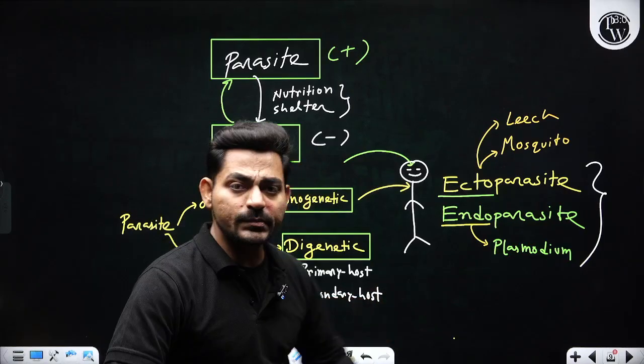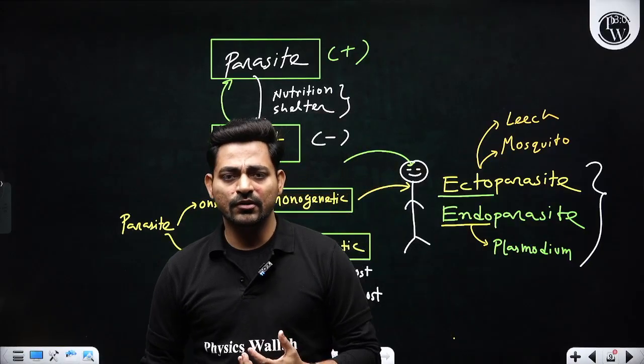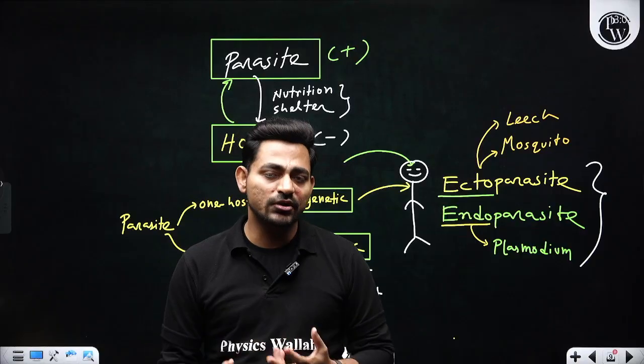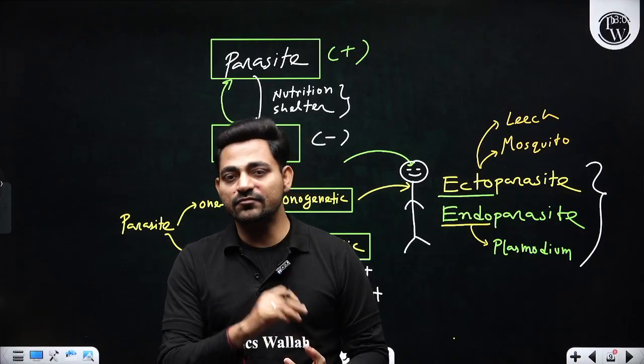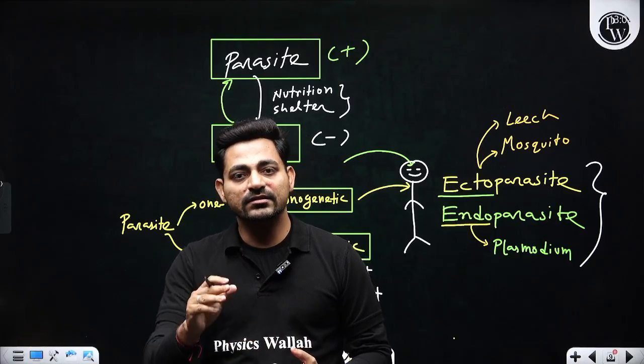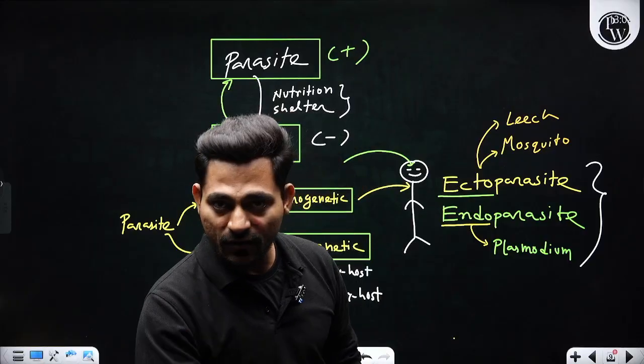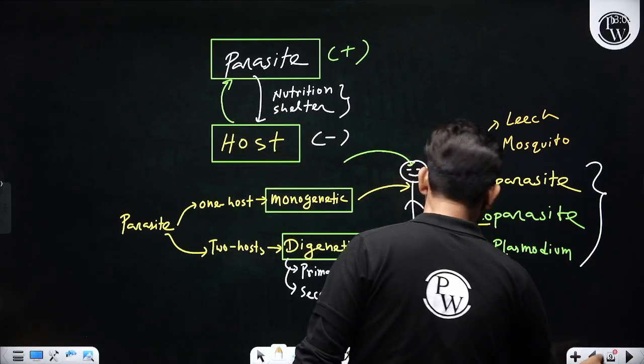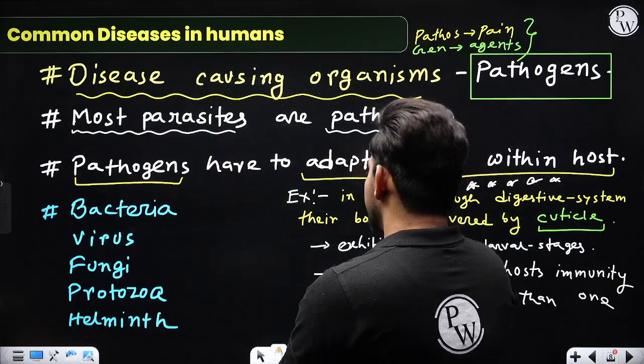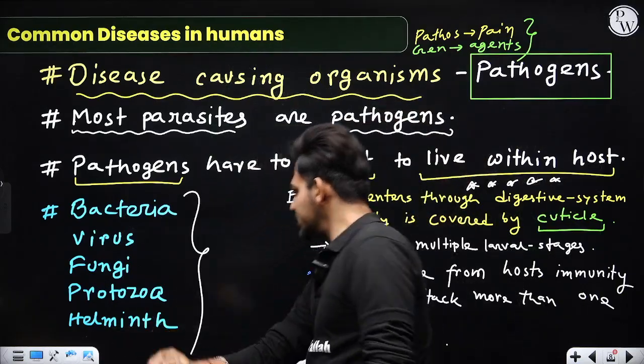Now, inside the body of the primary host, the parasite will exhibit their sexual mode of reproduction, and inside the body of secondary host, the parasite will exhibit their asexual mode of reproduction. Okay, and these are the pathogens.